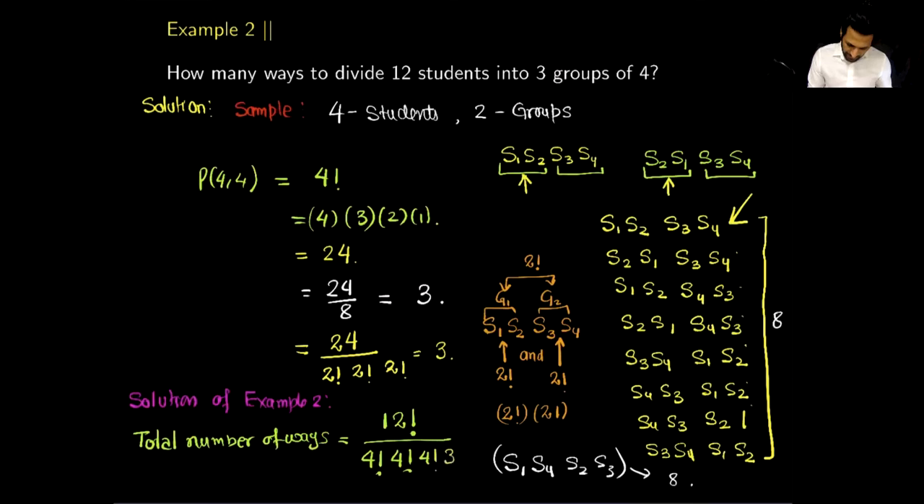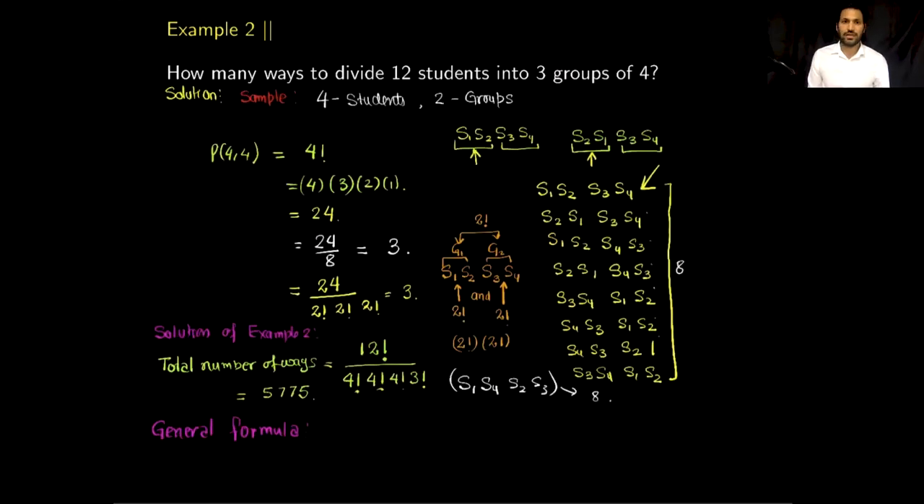And then we will also multiply by the number of groups, because if we permute the groups, that will also give us the same arrangement. So this will be the total number of ways to divide 12 students into 3 groups of 4. If you calculate this number using your calculator or computer, you will get 5775. So that is the total number of ways you can divide 12 students into 3 groups of 4.